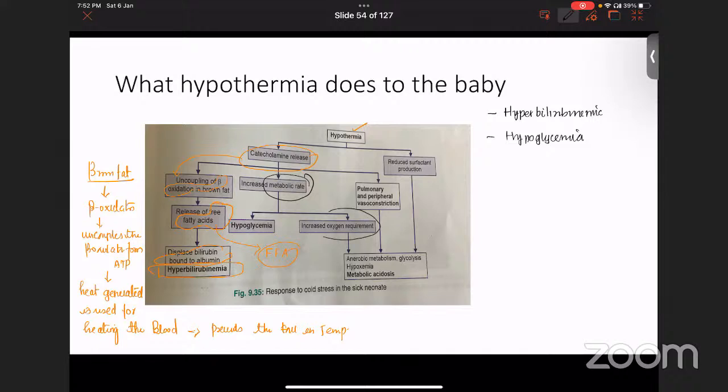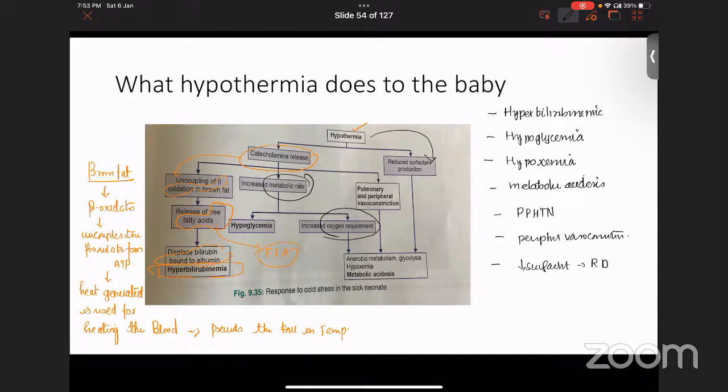And also it increases the oxygen requirement. With more oxygen requirement, the child will go into hypoxemia. There will be lactic acidosis, and the child will go into metabolic acidosis. This metabolic acidosis and the catecholamine, both will cause persistent pulmonary hypertension and peripheral vasoconstriction. And the hypothermia itself will reduce the surfactant production. As a result, the child will go into respiratory distress. So all these complications, signs and clinical features will be present in hypothermia.